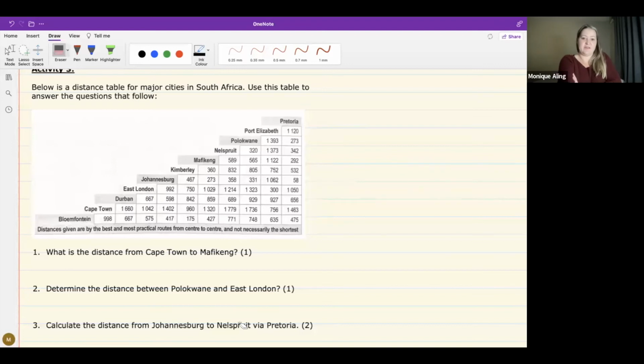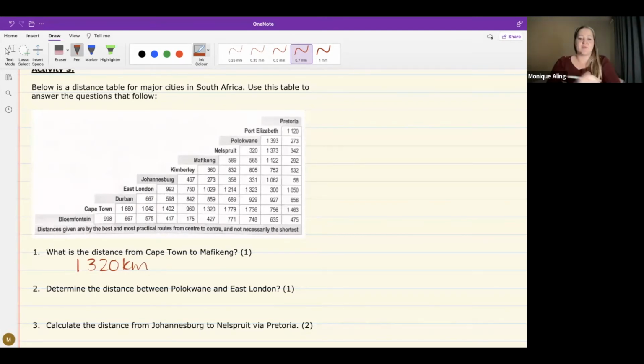Sure. Come on, fellow, nice and quick. Nolo, yes. Ooh, well done. Okay. Cape Town to Mafeking is indeed 1,320 kilometers. Don't forget your unit. Great stuff. Okay, question 2.